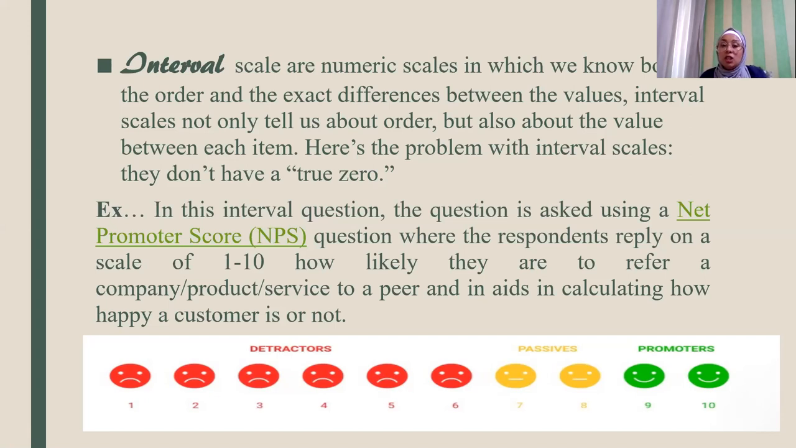طب what does it miss؟ It misses the zero. أنا ما عنديش هنا فئة الزيرو. هو أول حاجة واحد وآخر حاجة عشرة. مفيش فئة هنا بقى إيه؟ النيوترال. فئة النيوترال ما بتبقاش موجودة هنا.